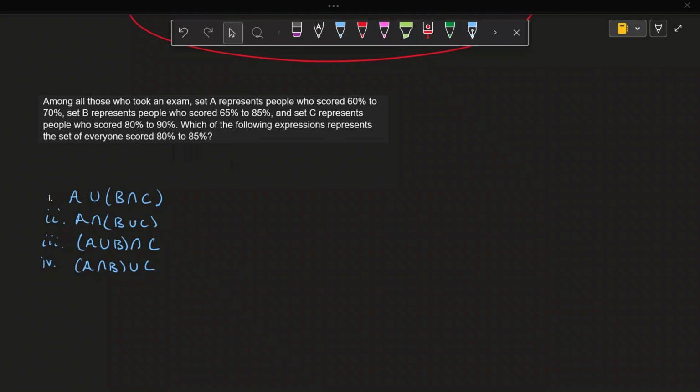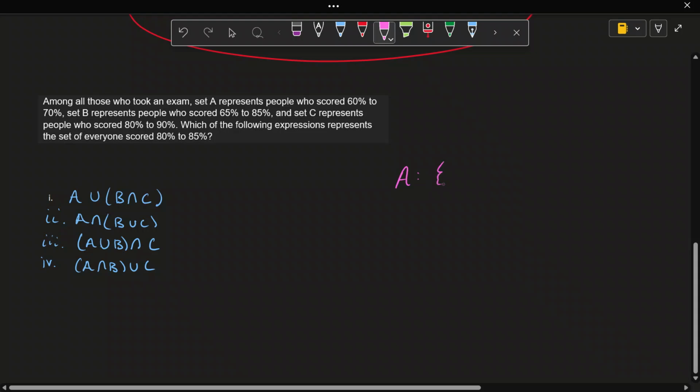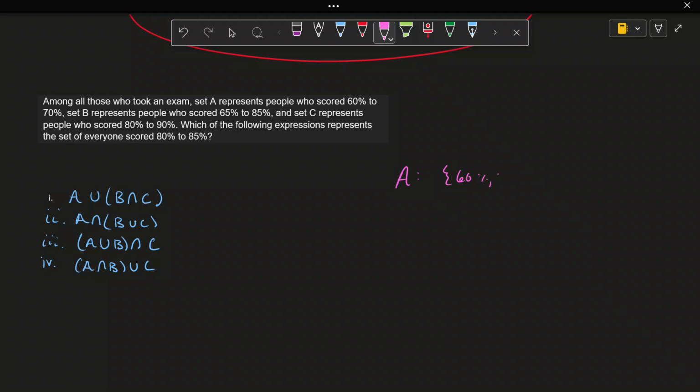So this problem asks, among all those who took an exam, set A represents 60% to 70%. Then B represents 65% to 85%. And set C represents 80% to 90%. Which of the following expressions represents the set of everyone who scored 80 to 85%?